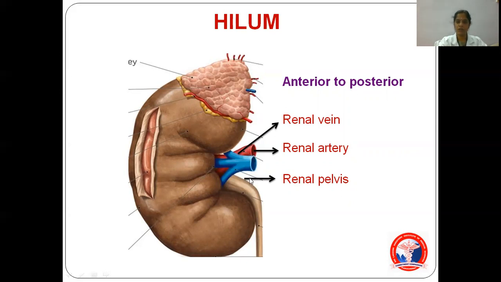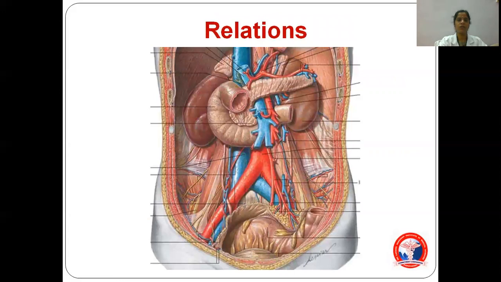Okay, so this is more important. This is also a feature to identify the side of the kidney. So the vein will be first, the next structure will be the artery, then we have the pelvis of the ureter. Okay, now we'll see the relations of the kidney.